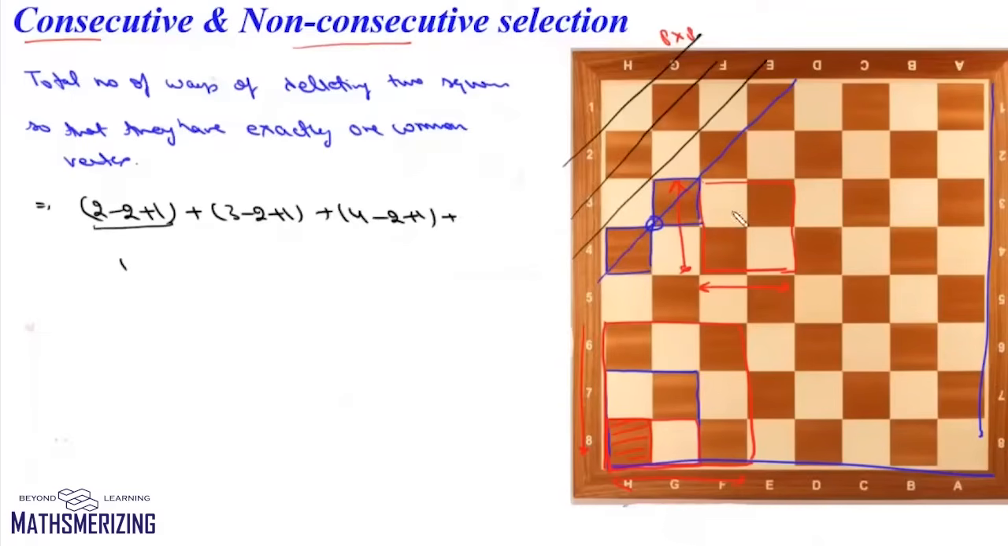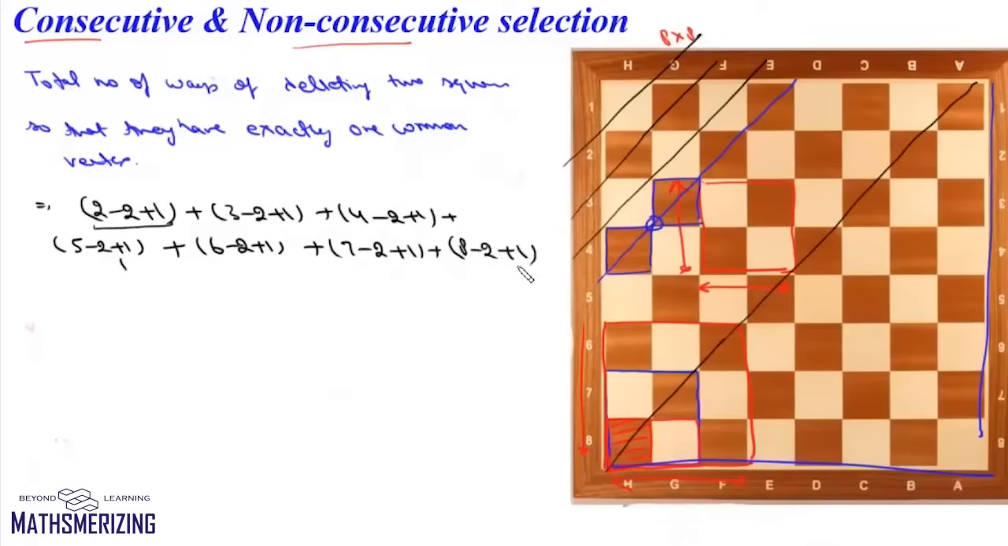Now next one, with 5, it will be 5 minus 2 plus 1, and then 6 minus 2 plus 1, plus 7 minus 2 plus 1. And then we have this main diagonal containing 8 elements. So it will be 8 minus 2 plus 1. Now after this again, it will be 7, 6, 5, 4, 3, 2, 1. So what we'll do is we'll multiply this result with 2. So the total number of ways in which we can select 2 consecutive squares on a diagonal which are inclined at an angle 45 degrees is this expression.